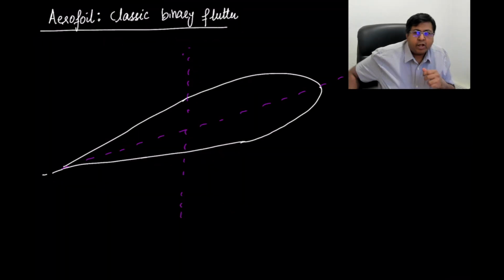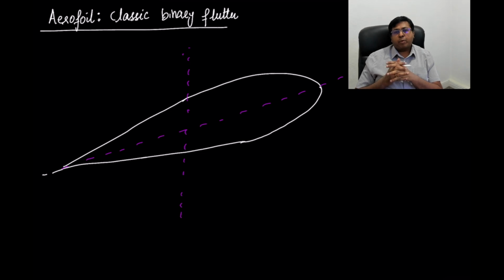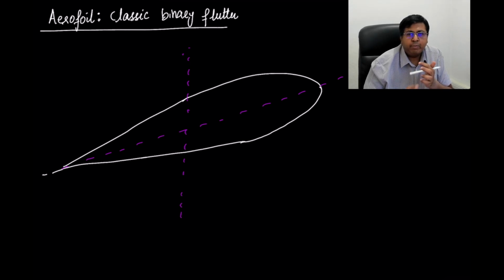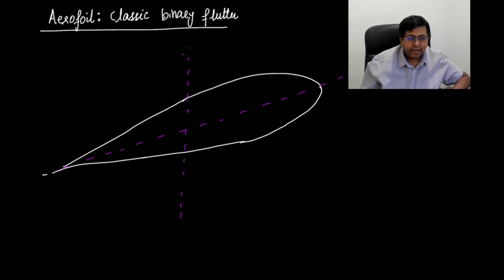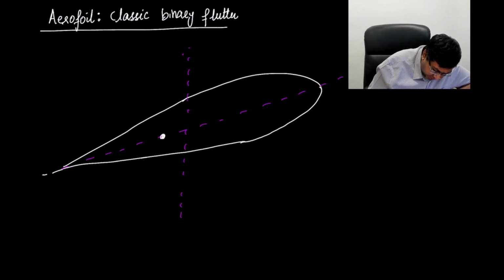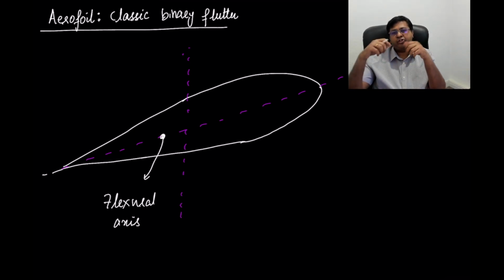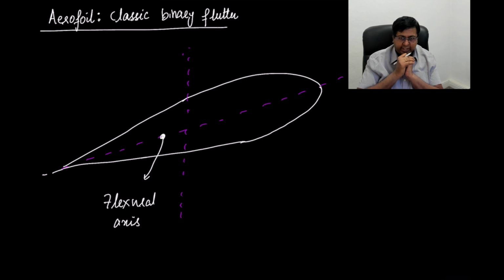Okay, so let's start by looking at the problem of classic binary flutter. We will try to explain what this is as we go on. In the meantime, let's just try to write our original aerofoil that we had and name the different parts. If you remember, we had a flexural axis. So we have the flexural axis, or the elastic axis, about which the elastic deformations are taking place.